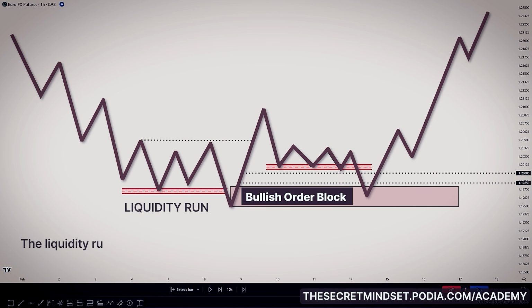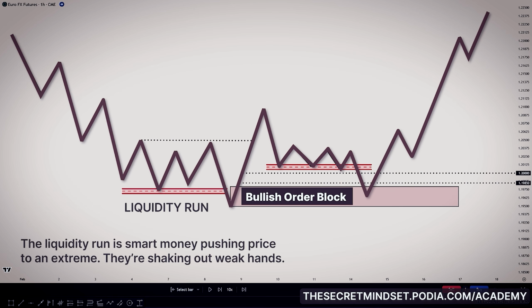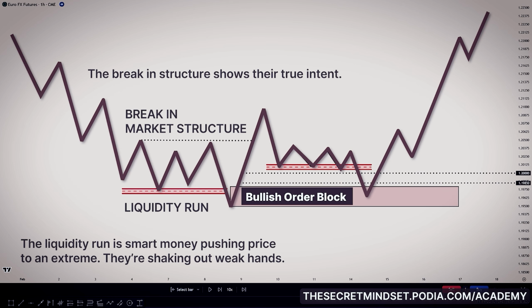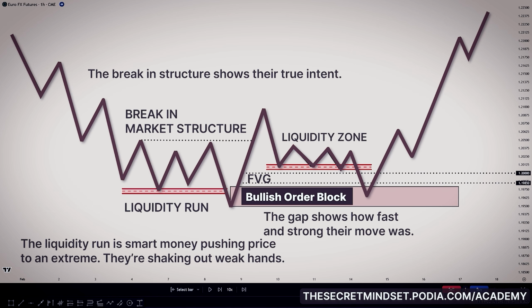The liquidity run is smart money pushing price to an extreme. They're shaking out weak hands. The break in structure shows their true intent, and the gap shows how fast and strong their move was. These high-quality order blocks are rare. You won't see them every day, but when you do, they're worth paying attention to.